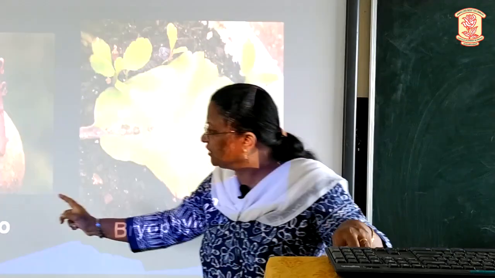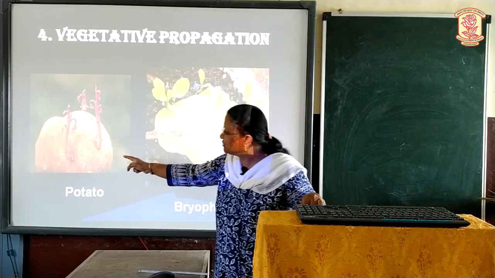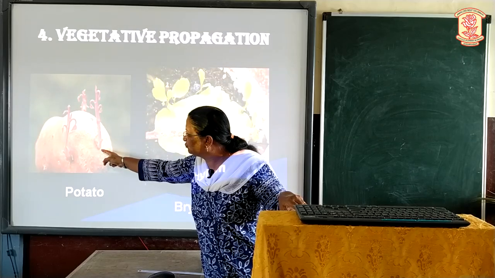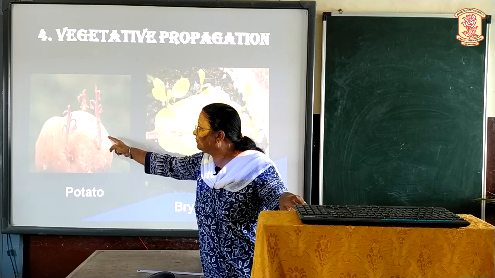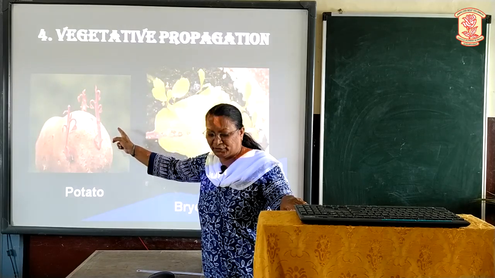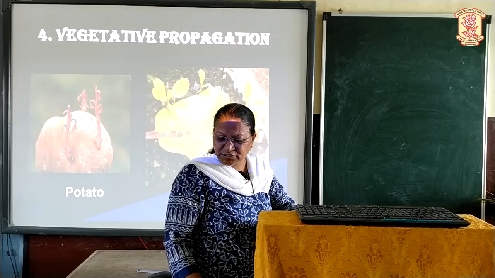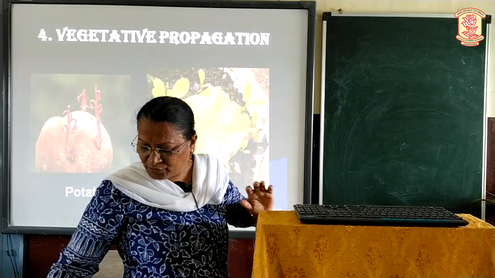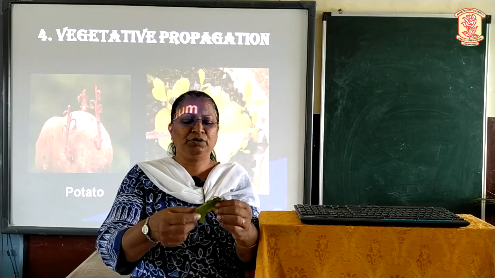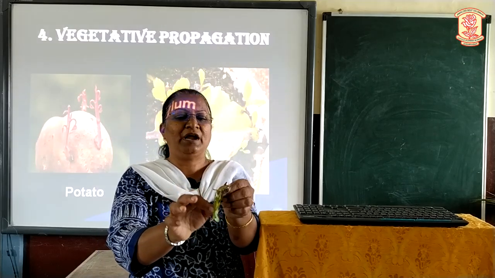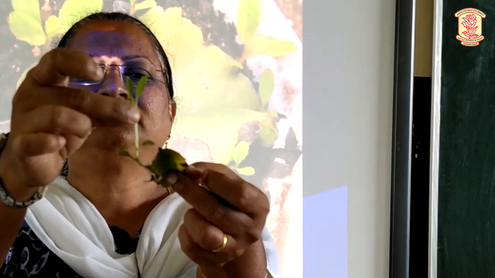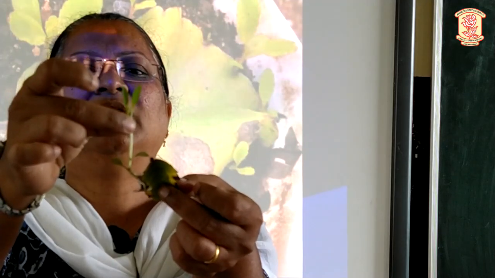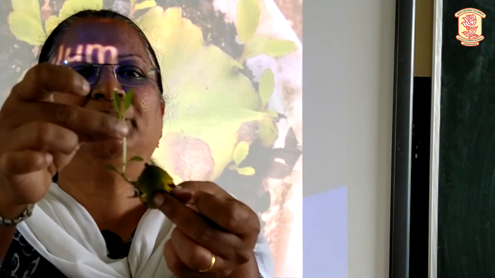You can also see a potato over here. From the eyes of the potato, small plantlets develop, and these plantlets become a new potato plant. Actually, I have got some original specimens. Here I am going to show you. This is a leaf of a bryophyllum, and from the leaflet you can see a small plantlet which has grown here. In local language you also call it panputti.